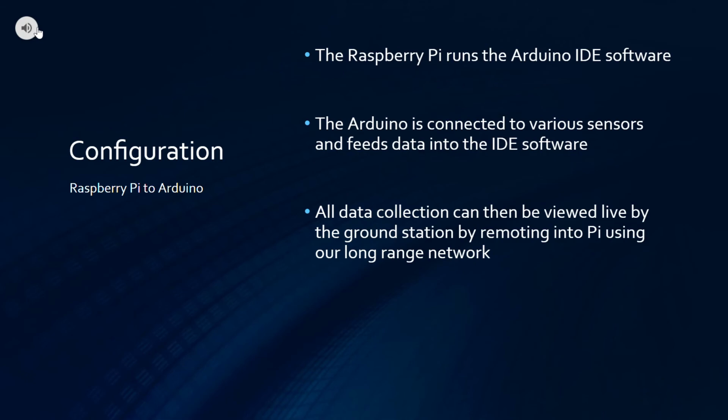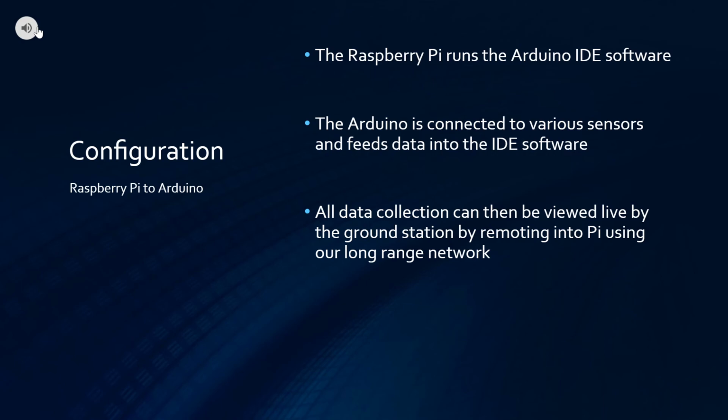For the configuration of this system, it was rather simple. The Raspberry Pi and Arduino were simply just linked up by a USB. So setting up the software on a monitor before installing it in the balloon was very simple. The Raspberry Pi was running the Arduino IDE software, which in turn would run the code on the Arduino itself. This data would then be fed into the IDE software and could be viewed through a serial monitor.